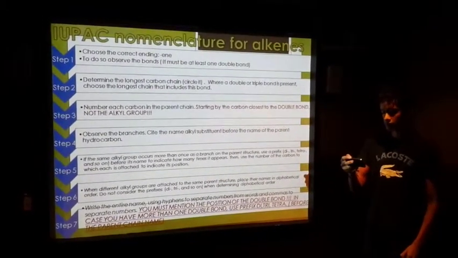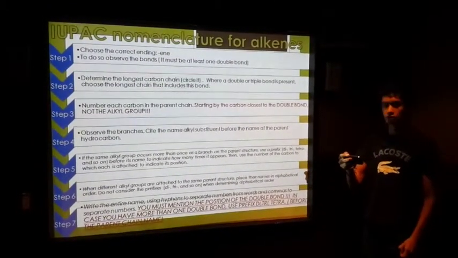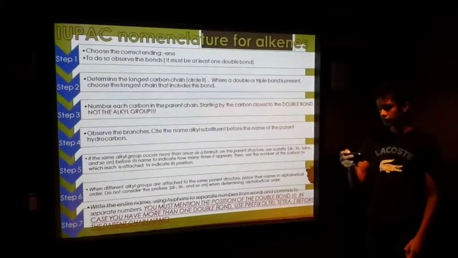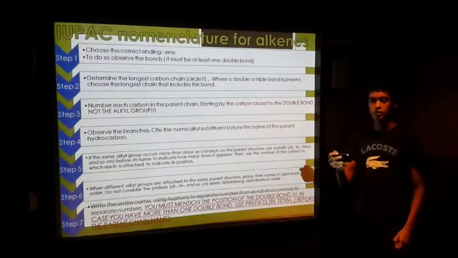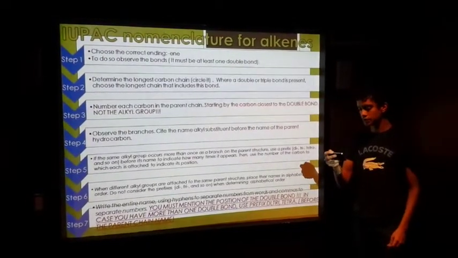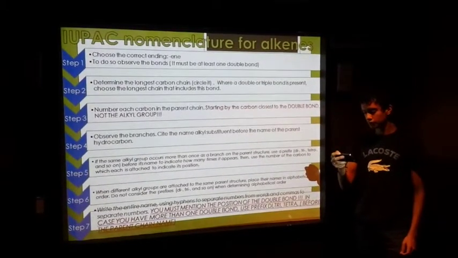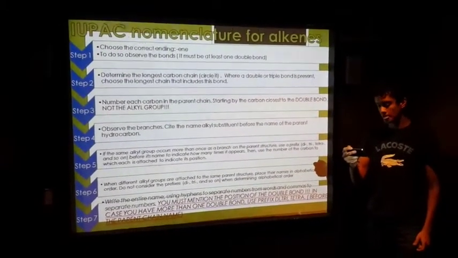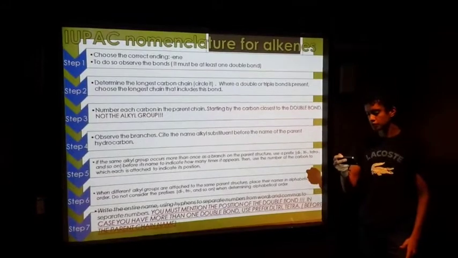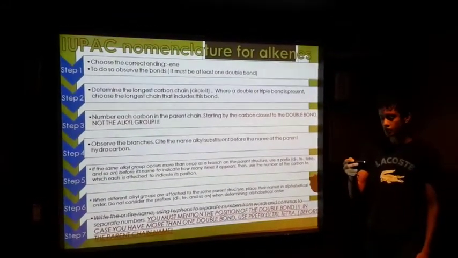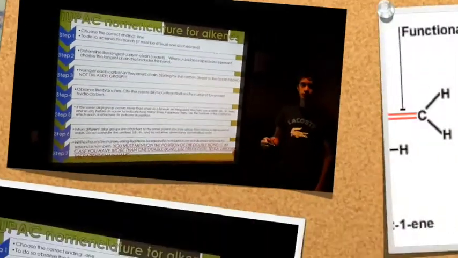Step number 6, when different alkyl groups are attached to the same parent structure, place their names in alphabetical order. Do not consider the prefixes when determining alphabetical order. And finally, step number 7 is to write the entire name, using hyphens to separate numbers from words and commas to separate numbers. You must mention the position of the double bond. In case you have more than one double bond, use the prefix before the parent chain name.